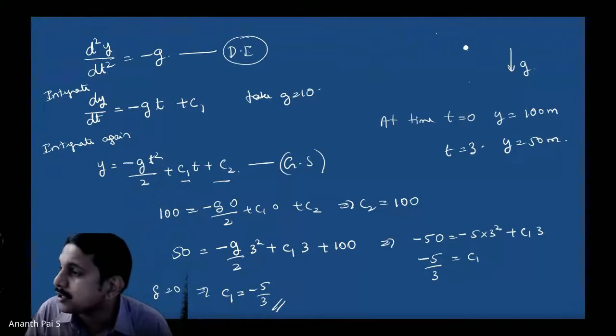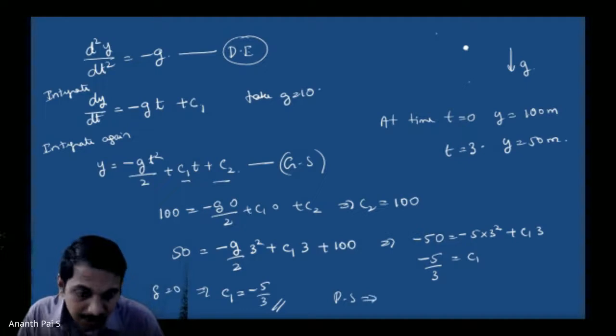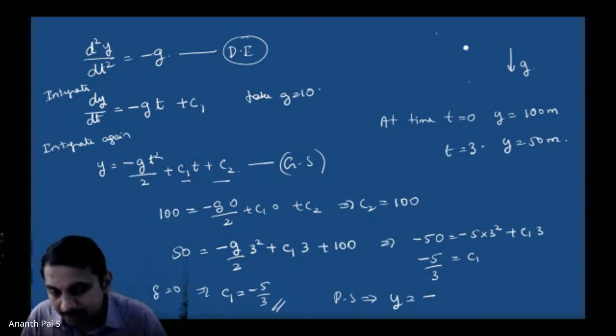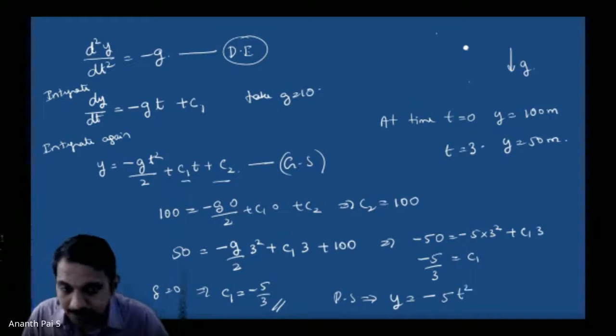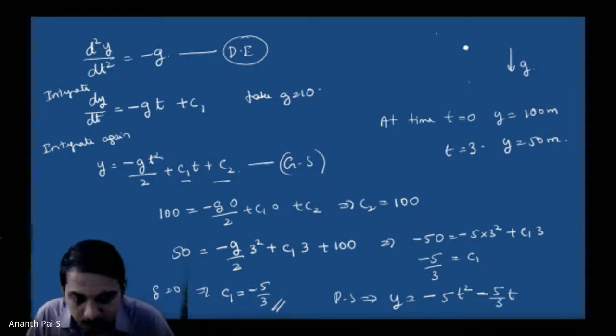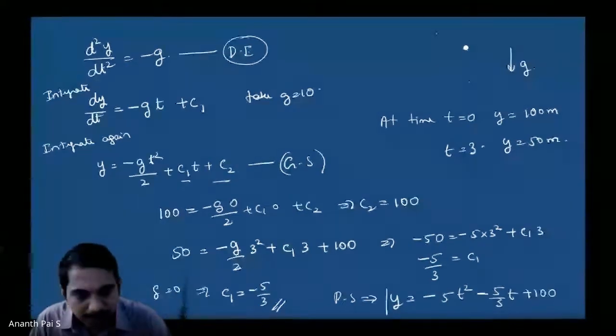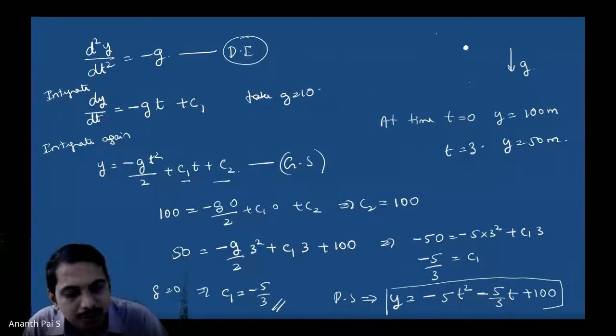What is a particular solution for this? Particular solution is y is equal to minus g by 2, g by 2 is 5. I will write 5 t square minus 5 t square, then minus 5 by 3 into t plus 100. This is a solution. Got the point? This is one way we can form the solution.